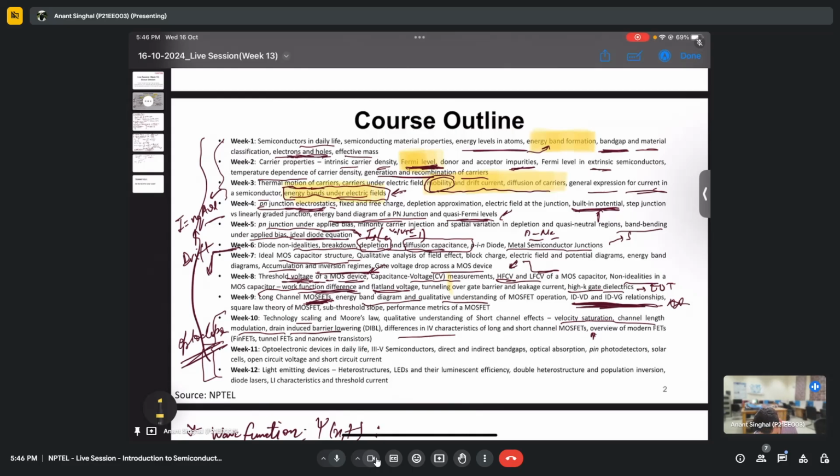And I would say weeks 4 and 7 were the most important lectures because you were able to have some idea about the devices. Then again, the energy band diagram of the PN junction is quite important. The C-V curve is important, and the built-in potential. And applied bias is again important with the ideal diode equation. In week 6, the most important part was the semiconductor junctions, metal-semiconductor junctions. And for week 7, I did not mark any single topic; everything is important. And week 8, the most important thing was the calculation of threshold voltage and the CV measurements.